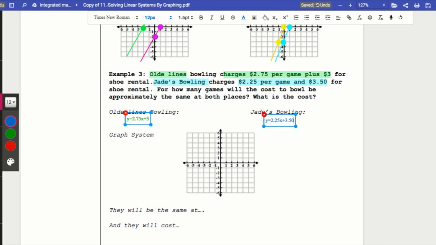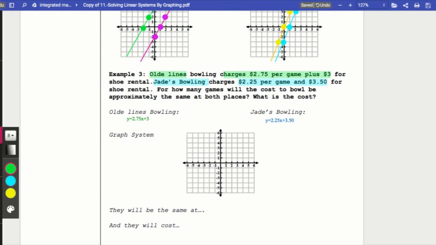And right off the bat, if I look, they have different slopes. That means that it's not going to be infinite solutions, and it's not going to be no solutions. It's going to have at least one solution because the equations do have different slopes. So let's go ahead and draw. I'm going to start by graphing my y-intercept at 3 for Old Lines. And then I'm going up 2.75 over 1. Well, 3 plus 2.75 is 5.75, which is about right there. And 3 subtract 2.75 is about 25 cents, which is right there. Very oddly looking.